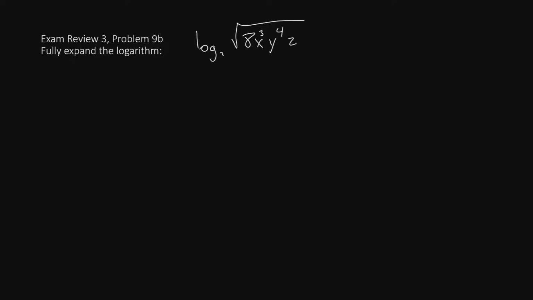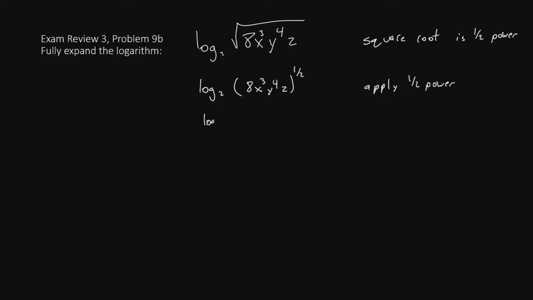Now here's problem 9b. Now we're going to expand the logarithm log base 2 of the square root of 8x to the third, y to the fourth, z. The first thing we have to remember is that square root is really the same thing as 1/2 power. So we can rewrite this square root as 1/2 power. So we'll say 8x third, y fourth, z raised to the 1/2. Now we apply the 1/2 power.